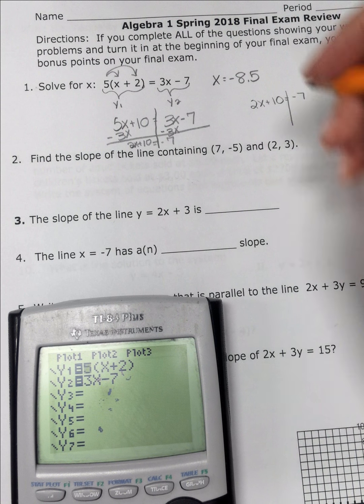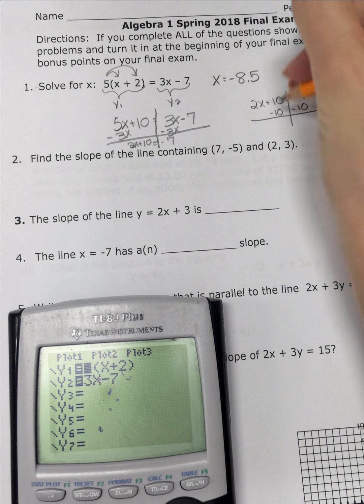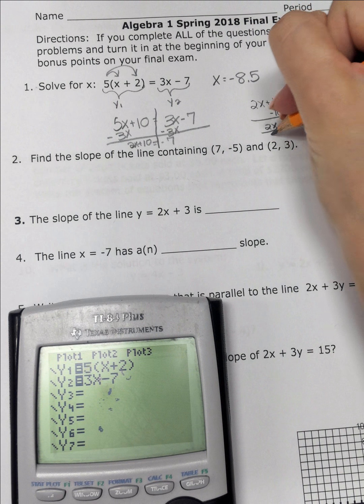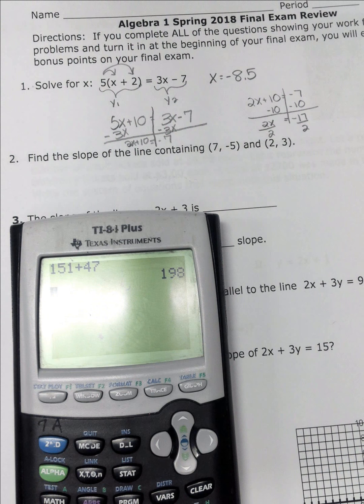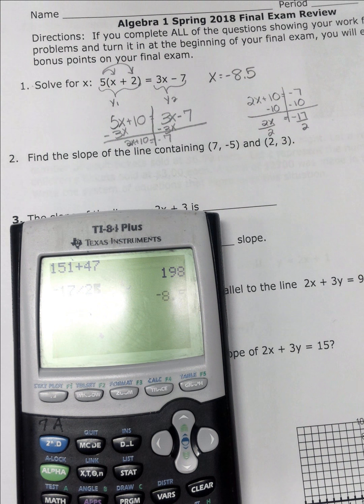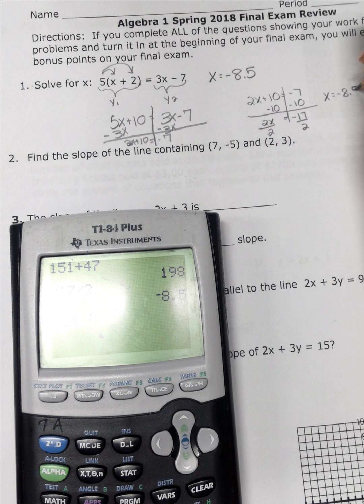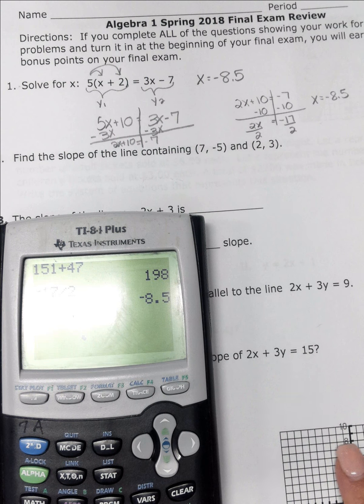Okay, so we're going to subtract 10, subtract 10. So 2x equals a negative 17. Divide by 2, divide by 2. Got my calculator, negative 17 divided by 2. So x equals negative 8.5. So whether you do it by hand or you do it in the calculator, you'll get the same answer.